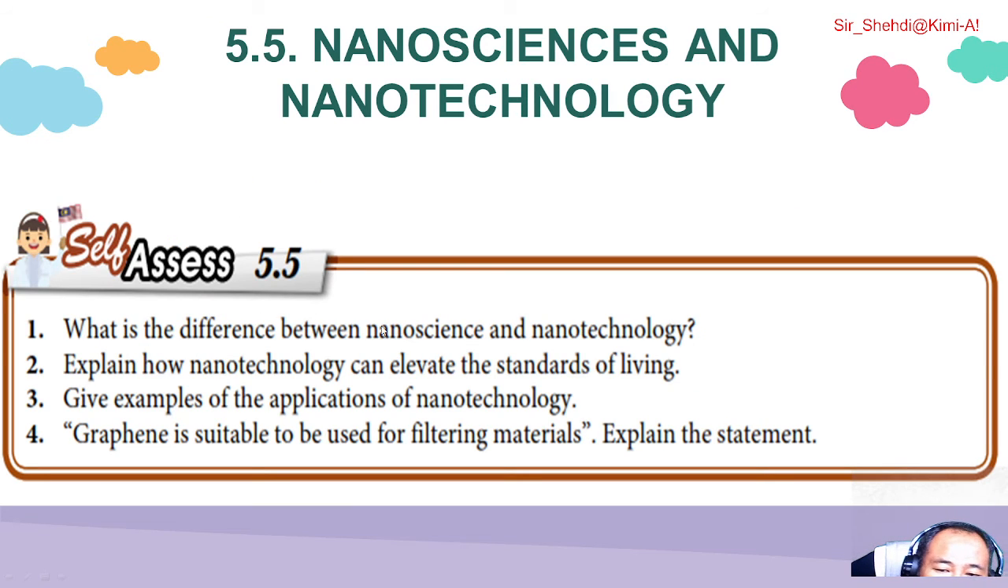Okay, safe access. I will just read the questions. What is the difference between nanoscience and nanotechnology? Explain how nanotechnology can elevate the standard of living. Give examples of the applications. We have discussed there are 6. Graphene is able to be used for filtering material. Explain the statement. The filtering material is in the water membrane.